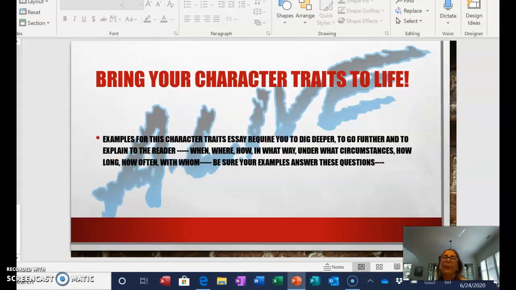Bring your character traits to life. This character trait essay requires that you dig deeper and go further. Explain to the reader. You've got yourself a character that you want to describe. You know the traits that you're going to be focused on. Now, within those body paragraphs, remember, one paragraph per trait, you must get at how, why, under what circumstances, what was the event, what was the instance where that trait was brought to life.